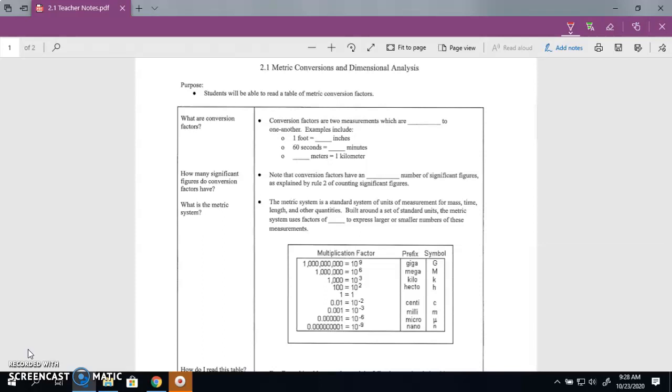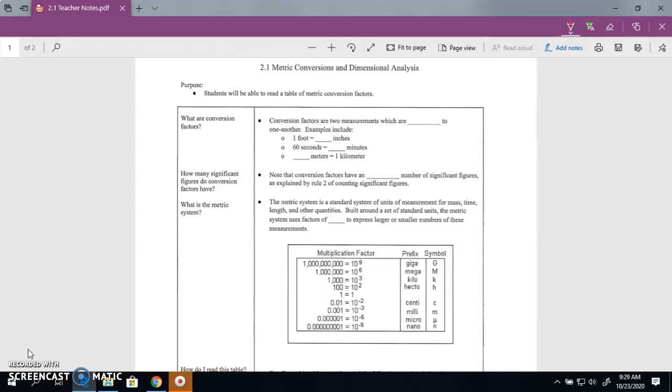Today we're going to talk about metric conversions and dimensional analysis. On page 1 of these notes, we'll get you familiar with conversion factors. Conversion factors are two things that are always equal to one another. We'll take a look at how conversion factors also have an infinite number of significant figures. And then on page 2, we'll learn about a method called dimensional analysis that lets us use conversion factors to convert from one set of units to another set of units.